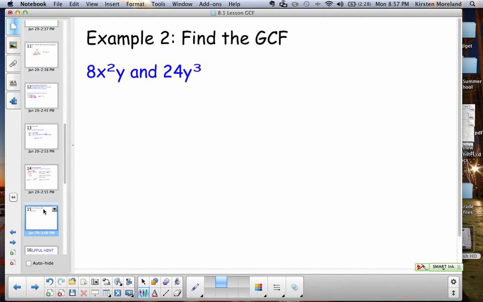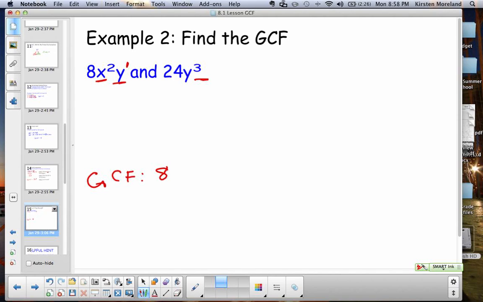Alright, pause the video on this next one and see if you can find the greatest common factor of 8x squared y and 24y cubed. Without having to write the factors out, I hope that you can see that 24 is divisible by 8, so the greatest common number is 8. Then I look and I see that this one has an x squared and this one doesn't have any x's, so they don't have any x's in common.